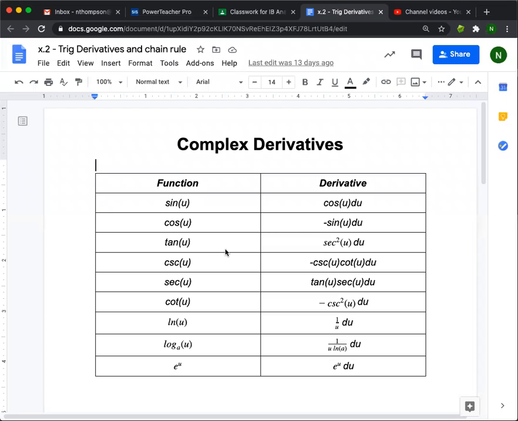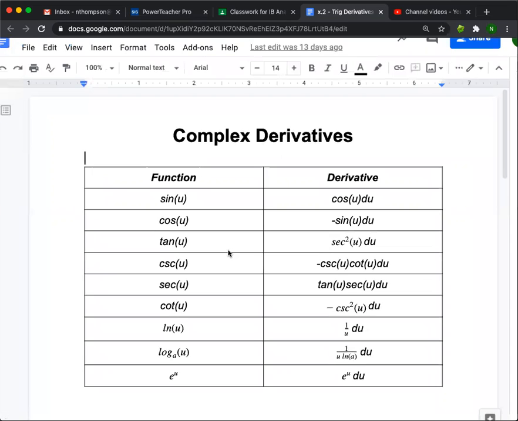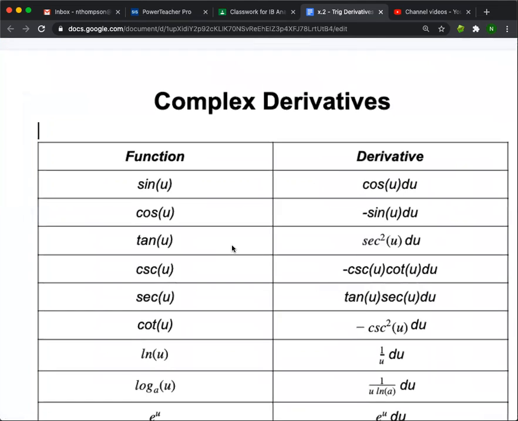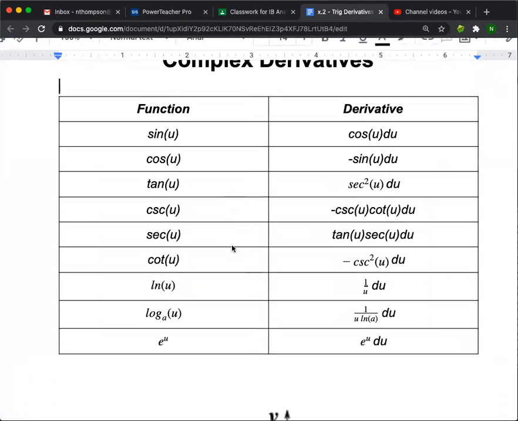Okay, so next we're going to talk about some of these complex derivatives. Now, most of these are on your formula sheet, or rather, all of these are on your formula sheet, but you only have to know a few of them. So the ones that I have highlighted here are the only ones that you have to understand.